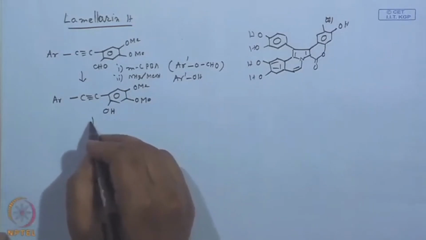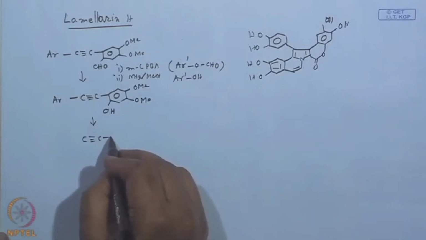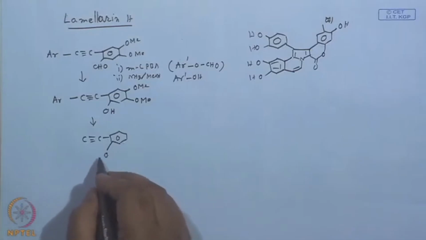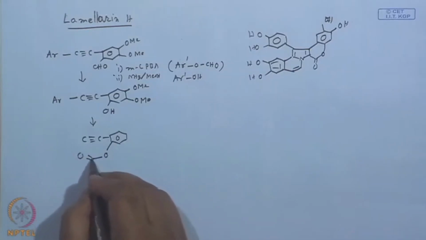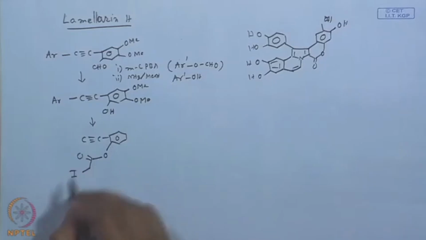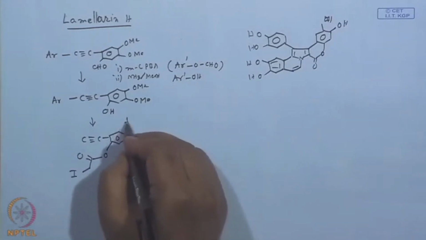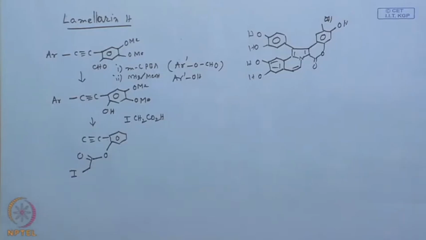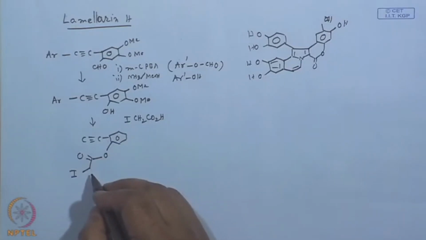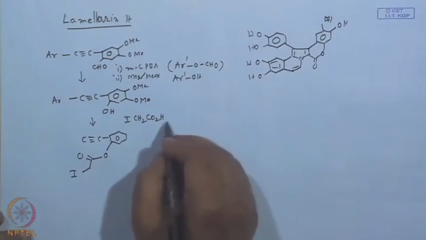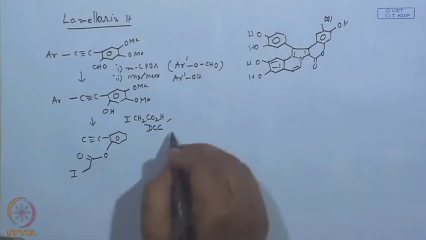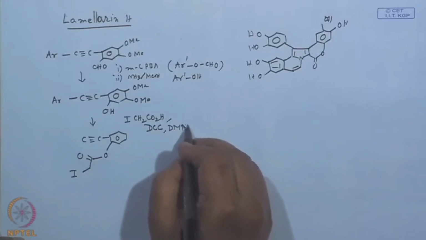So, then this is converted into OH and once again an ester here, and so you take iodoacetic acid. From iodoacetic acid you make the corresponding ester, and how do you do it? It is not very trivial though. You have to use DCC here, DCC and DMAP.